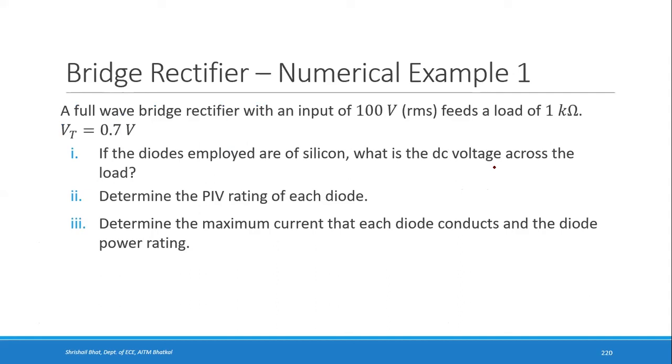Even if it is not given, as I said, whatever value you get this way will be the RMS value. It is said it feeds a load of 1 kilo ohm. That means the load is 1 kilo ohm or 1000 ohms. And here Vt is given. Vt is equal to 0.7 volts. What is Vt?